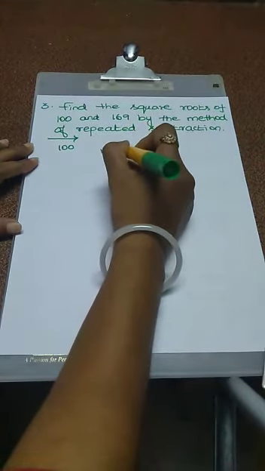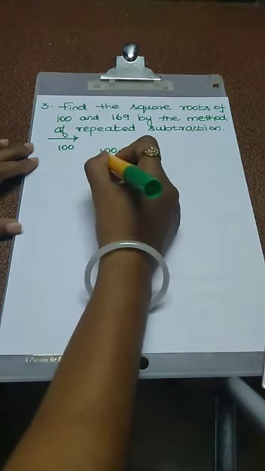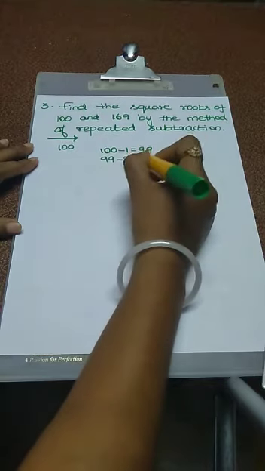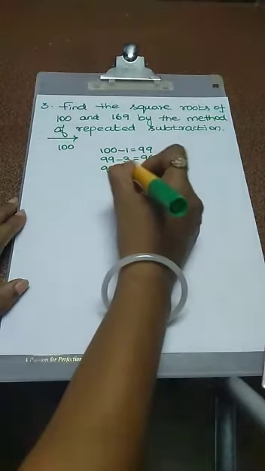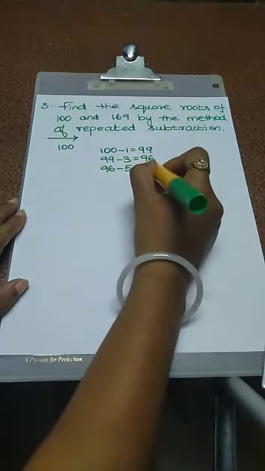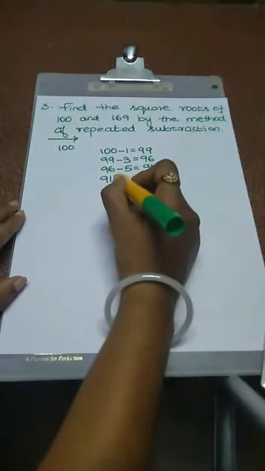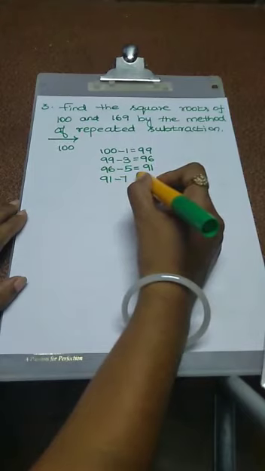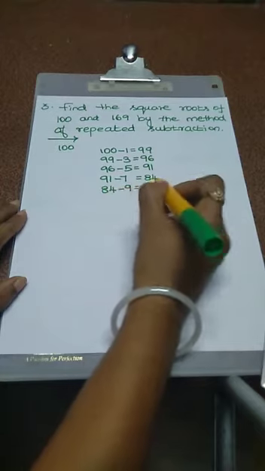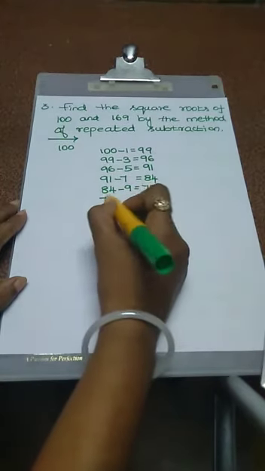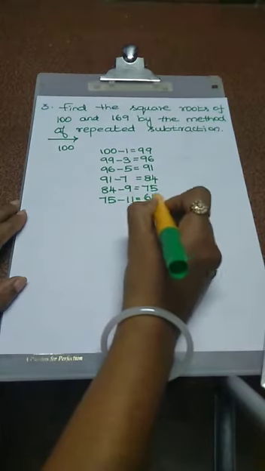So the first step is 100 minus 1. What is the value? 99. Select the next odd number. 99 minus 3. What is the value? 96. Next select the value 96. What is the next odd number? 5. 96 minus 5, 91. Select the number 91. Next choose the odd number 7. So 91 minus 7. What is the value? 84. Next 84 minus 9. The value is 75. Next 75 minus the next odd number, 11. So the answer is 64.